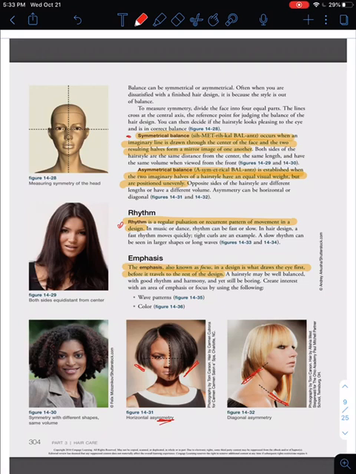Emphasis. The emphasis, also known as focus in a design, is what draws the eye first before it travels to the rest of the design. So a good example is this haircut down here. Our eye is drawn here, and then it goes down here. So this would be the emphasis.